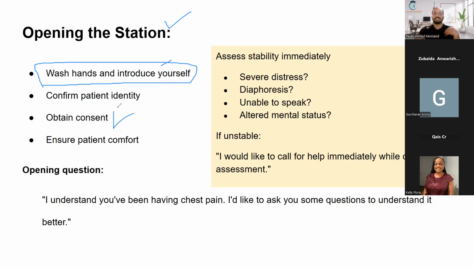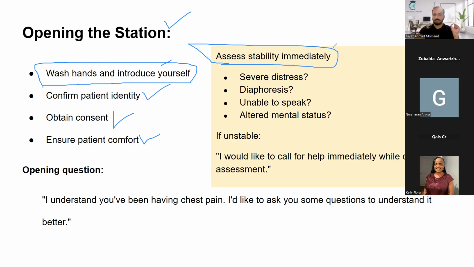Once I get the consent, I will ask them to tell me their full name and date of birth. Then ask them if they are comfortable enough to talk, or if they want me to give them something for the pain. If they say they're comfortable, we will continue with our questioning. But before we continue, assess patient stability.